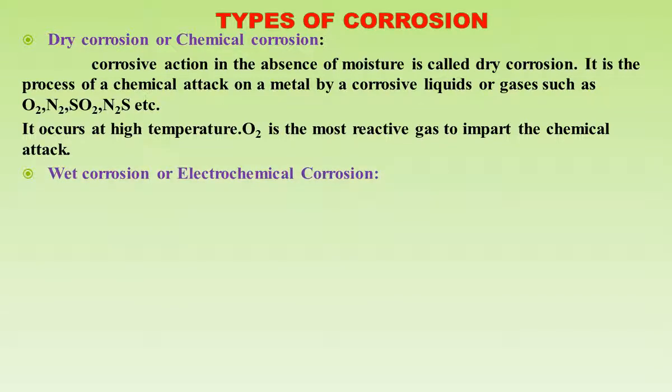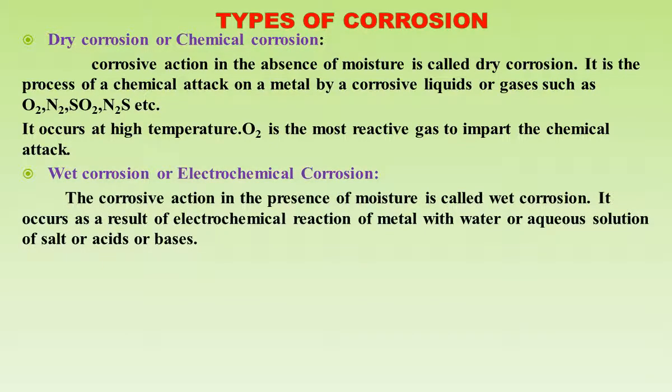And wet corrosion, or electrochemical corrosion, means corrosion in the presence of moisture. It is a result of electrochemical reaction of metal with water or an aqueous solution of salt, acid or bases. So this corrosion takes place with the presence of water or an aqueous solution of salt, acid or bases. It is an electrochemical reaction.